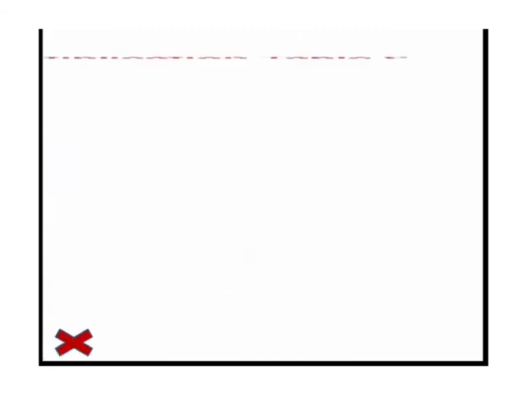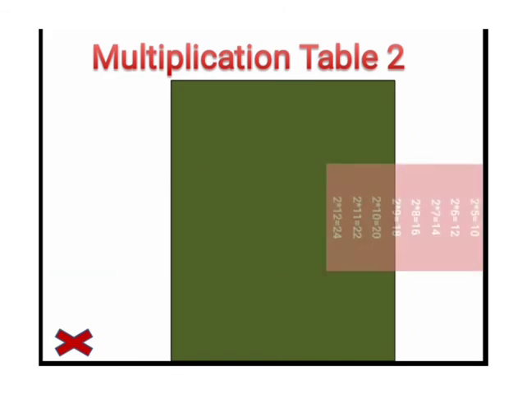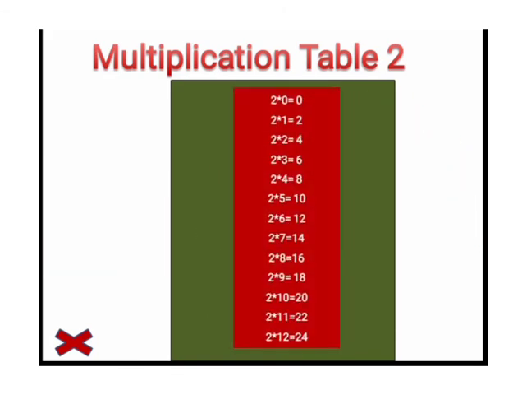Okay, let's recite multiplication table 2 together. Are you ready? Okay. 2 times 0 is 0. 2 times 1 is 2. 2 times 2 is 4. 2 times 3 is 6. 2 times 4 is 8. 2 times 5 is 10.